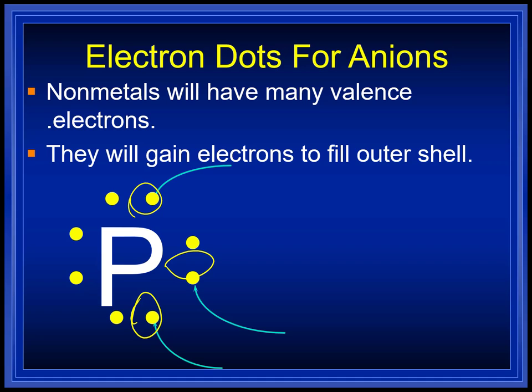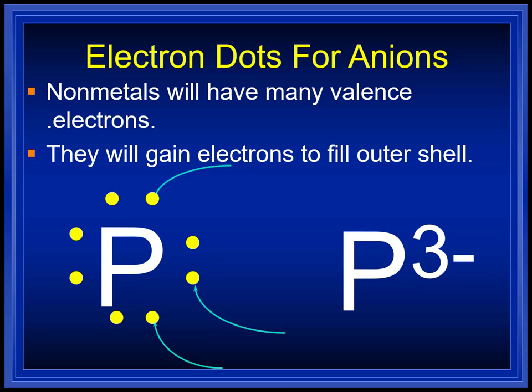So yeah, that's a lot shorter than writing out electron configurations. And we'd say that this has a 3 minus charge because it has 3 extra negative pieces that we just put in. Okay with that? So tonight's homework is going to ask you to show how these ions form.